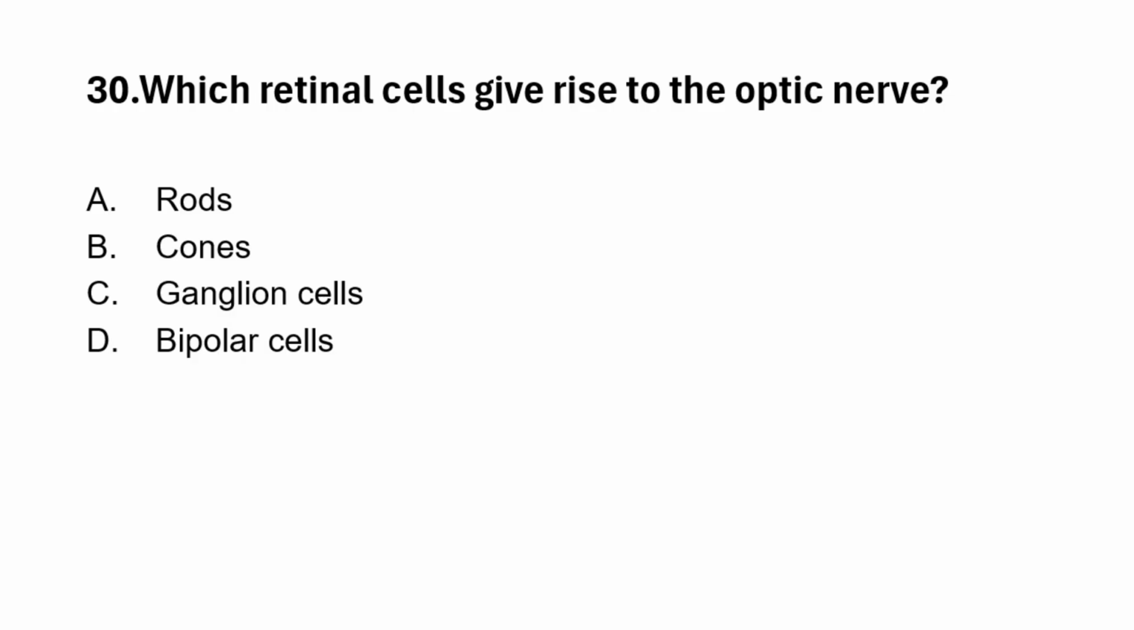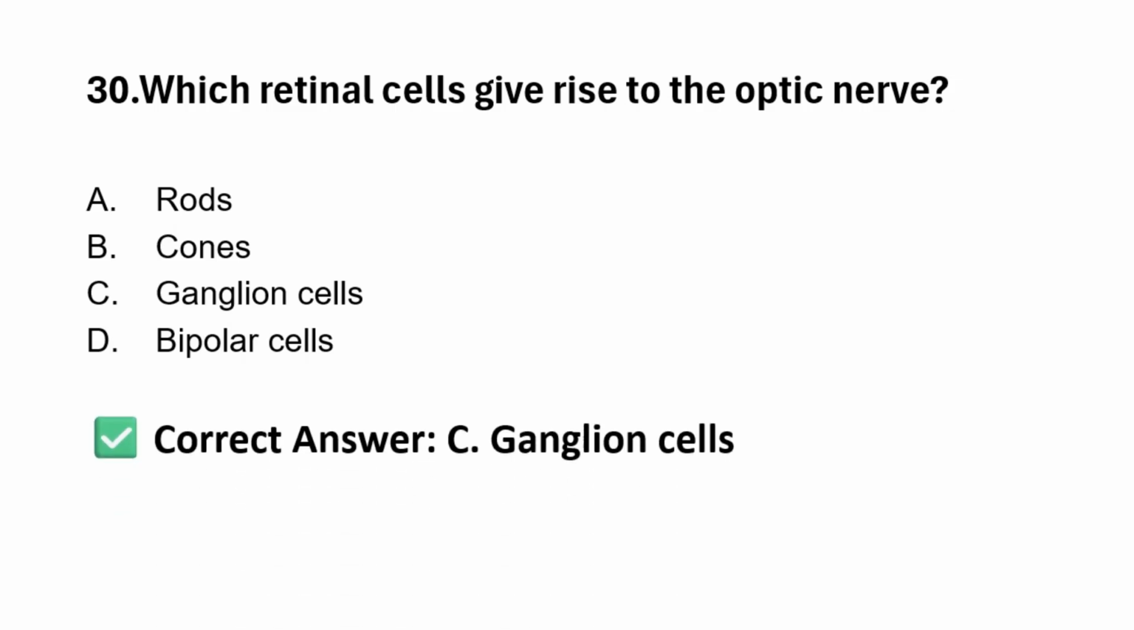So the correct answer is option C ganglion cells. The axons of ganglion cells come together at the optic disc and form the optic nerve, which carries visual information from the eye to the brain.